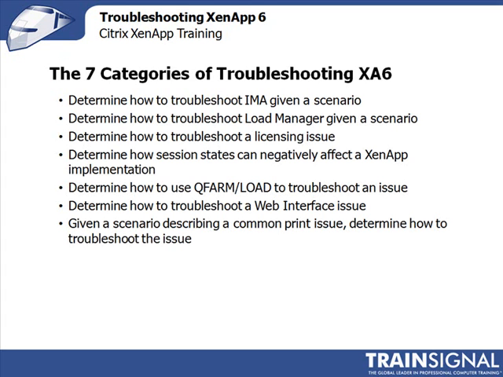So the 7 categories or classes of troubleshooting XenApp 6 can be classified as follows. Determine how to troubleshoot IMA given a scenario, and this is word for word from the prep guide, by the way. Determine how to troubleshoot load manager, so we're going to talk about that. License issues. How to troubleshoot session states, and how they can negatively affect XenApp implementations or servers. How to use the qfarm /load command. We talked about that as well, but we'll reiterate here. How to troubleshoot web interface issues, and how to troubleshoot printing issues. So let's go through and recap all of these categories real quick.